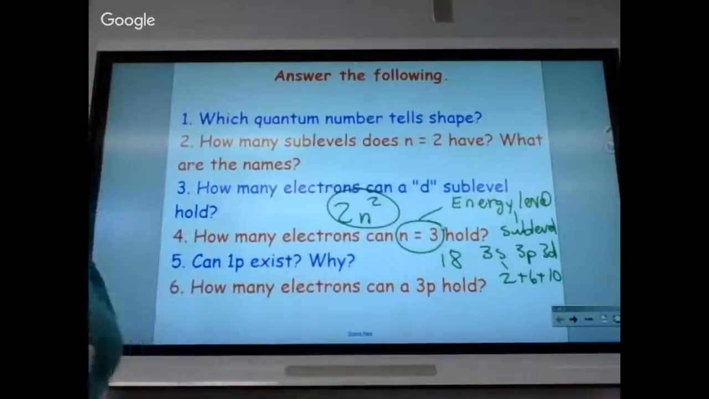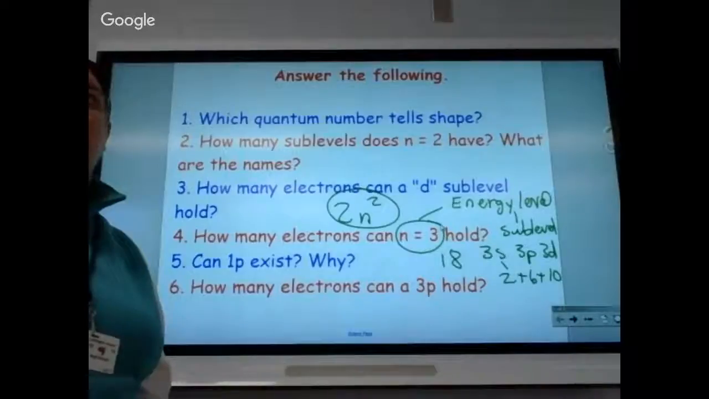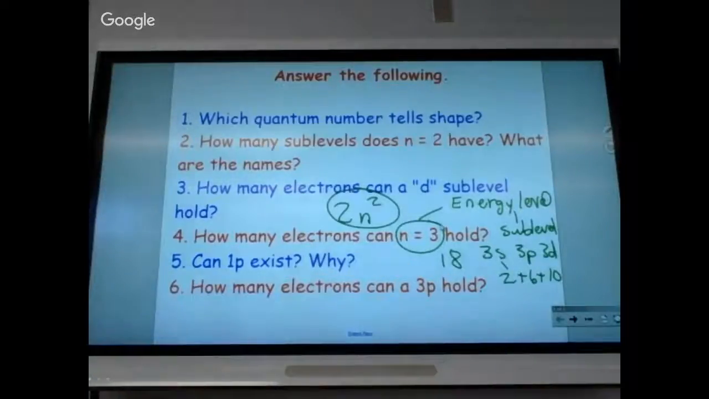2n squared. That's a formula. What do you do first in math class? Exponent. So 3 squared is 9. 9 times 2 is 18. Well, then we should learn how to do it. I just taught it to you. You have to understand the reasons behind things.